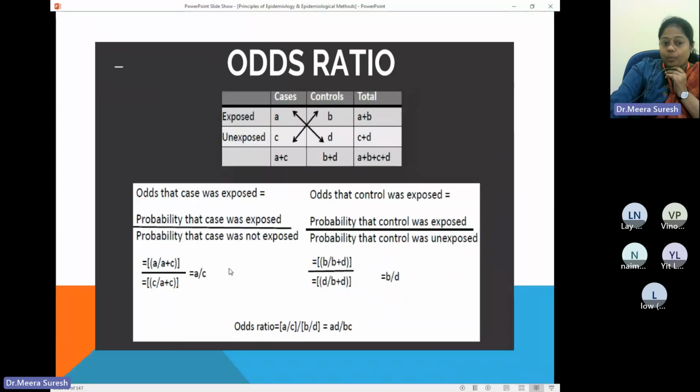And this is the formula that we use for odds ratio. You can see how they have come into this final analysis. It will finally be AD by BC. I'm not getting into this much detail because this is more for when it comes to a research study. But anyway, this is how they calculate odds ratio.